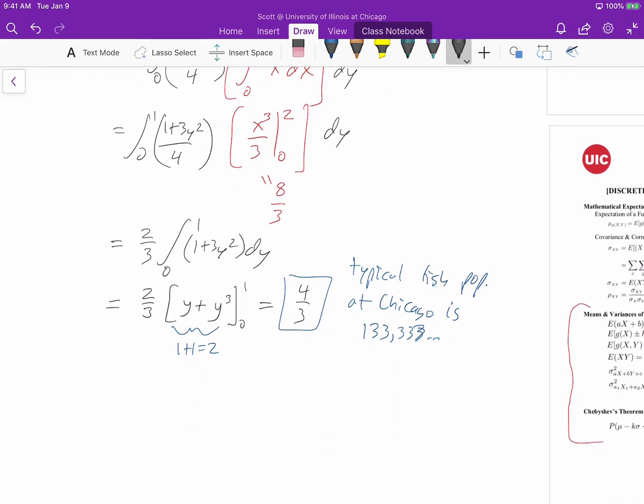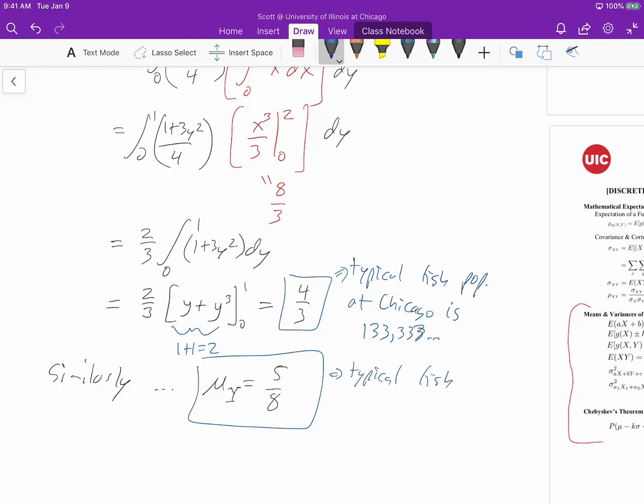And we could do similarly for y. I'm not going to run through it. Similarly, good practice if you want to give it a go. The mean of y is 5/8. See if you can get to that result, right? That'll be good practice. And so what this means is that a typical fish population at Green Bay is, what's 5/8? What's that, 625?